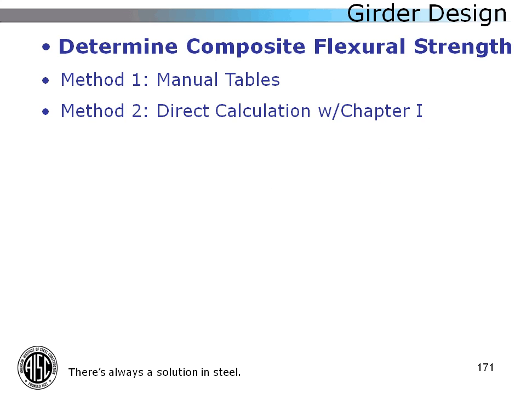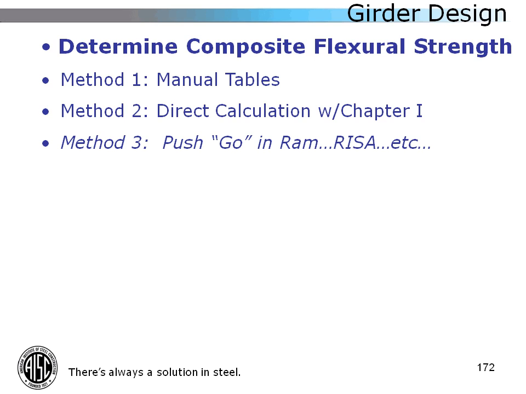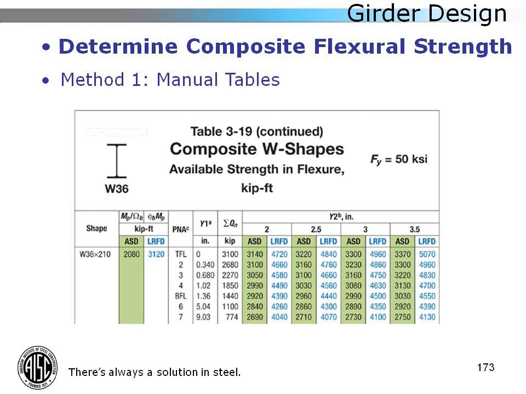And then method 3, which is probably the most common method, is to push the little go button in RAM, RISA, etc. This is not an AISC sanctioned method, but it does happen to be the most popular one. We'll leave that one to you and take a quick look at methods 1 and 2. Method 1 is simply using the tables within the manual. The first example goes through this rather explicitly, so I'm not going to spend any time on it.